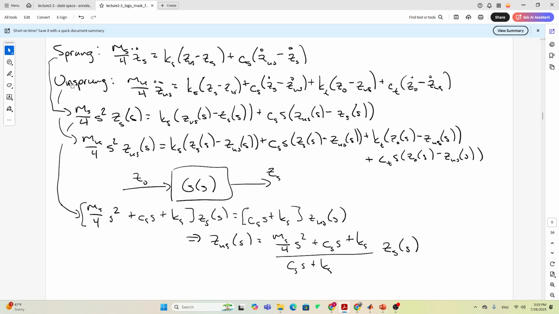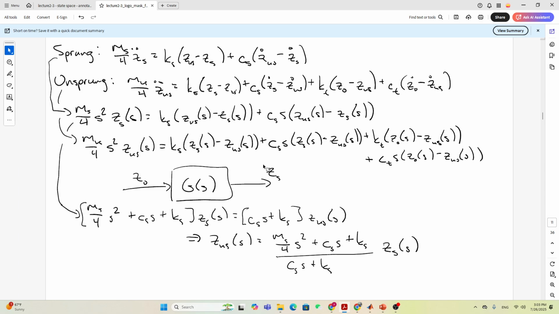Then after the sprung mass, for the unsprung mass, you do the same thing, right? For first order, you have s times the variable itself in the S domain. For second order, you have s to the power 2 times the variable itself in the S domain. So following this format, you get all the Laplace transforms.